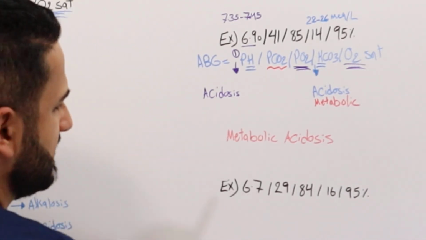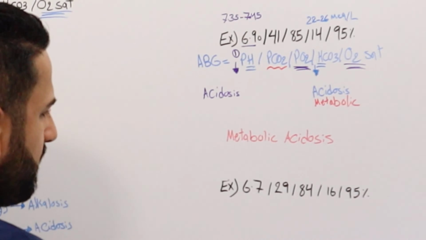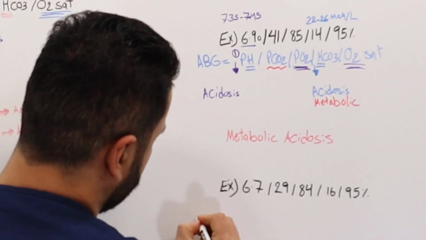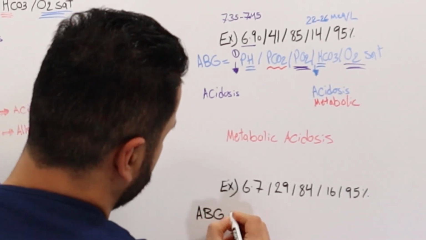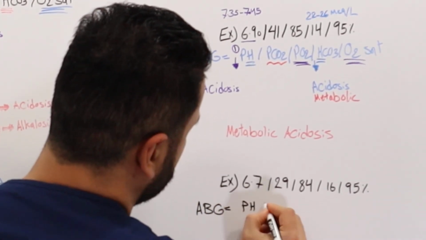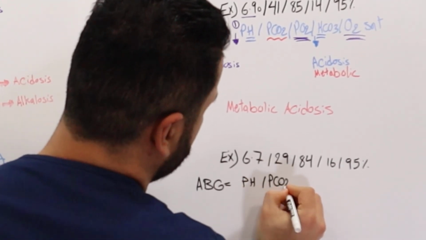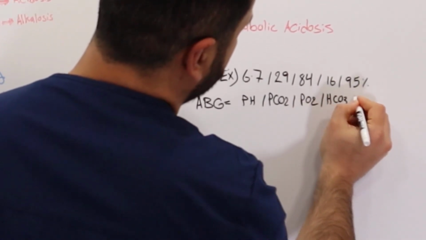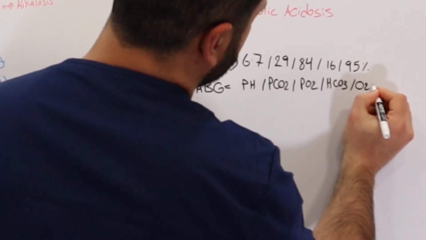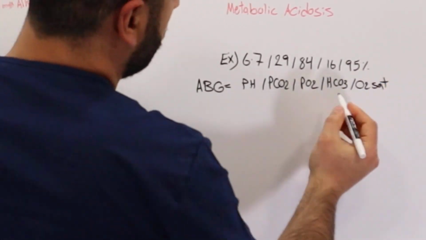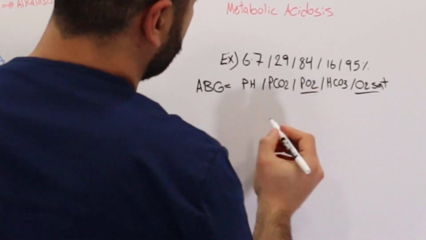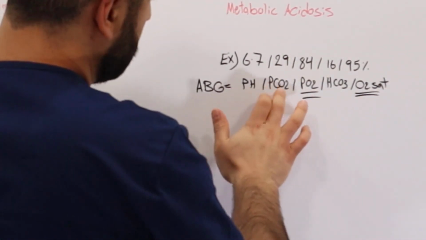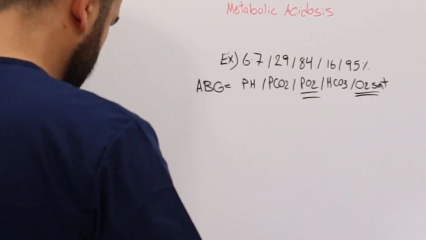So now let's look at example number 2. So what do we have over here? Again, step number 1, we're going to write down the ABG. So ABG equals pH, PCO2, PO2, HCO3, and then O2 saturation. Again, we don't worry about O2 saturation or PO2. These two, we don't worry about them. The only three things we look at are pH, PCO2, and HCO3.